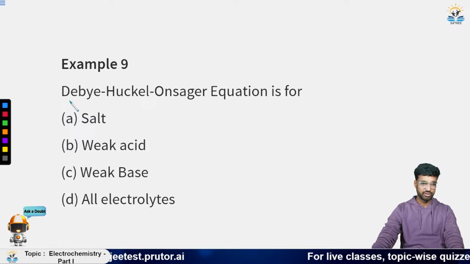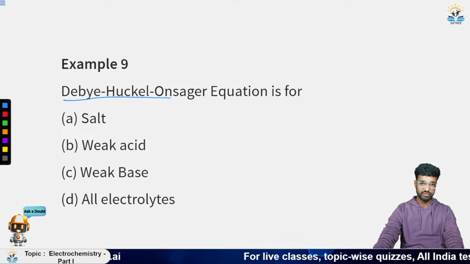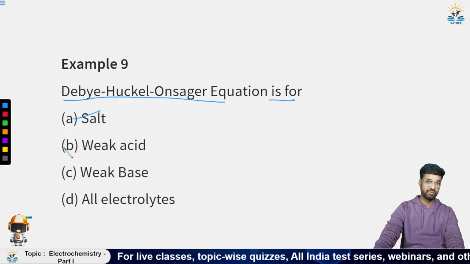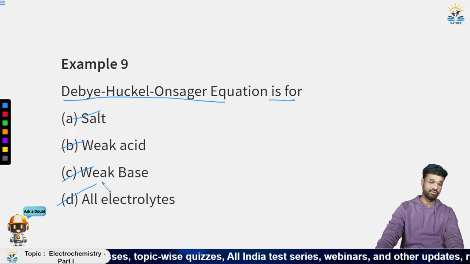Now, this is also a theoretical question, so I will not solve it for you. The Debye-Huckel-Onsager equation is for salt, weak electrolyte, weak base, or electrolyte. So you can solve it by yourself.